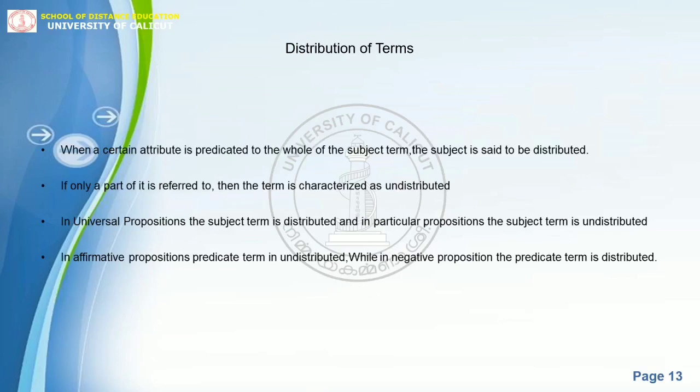Distribution of terms. When a certain attribute is predicated to the whole of the subject term, the subject is said to be distributed. If only a part of it is referred to, then the term is characterized as undistributed. In universal propositions, the subject term is distributed, and in particular propositions, the subject term is undistributed. In affirmative propositions, the predicate term is undistributed, while in negative propositions the predicate term is distributed.